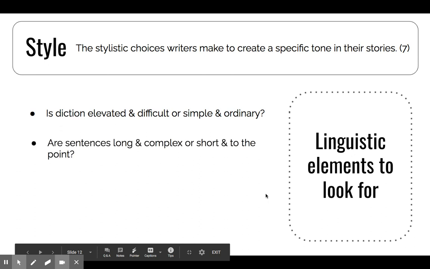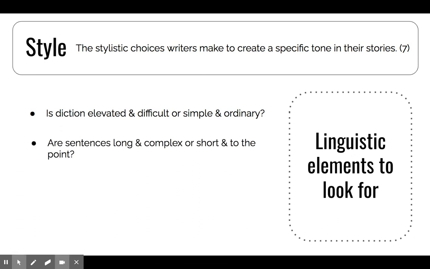Are the sentences and paragraphs long and complex? Are they short and to the point? Is there a typical pattern? Maybe when you're reading a book, I think this could be a choice of style. Maybe the chapters are really long, they're like 20 pages each, or maybe they're really short, like 5 or 10 pages. That's a stylistic choice.